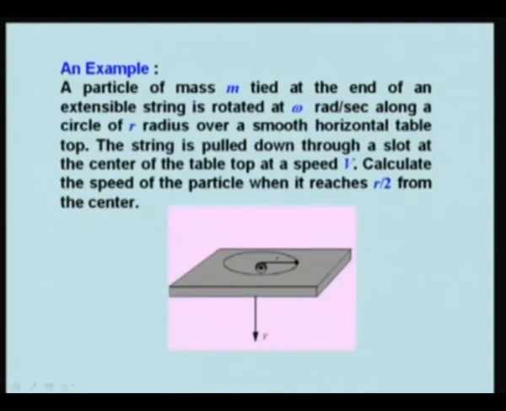We present one example based on the conservation of angular momentum. A particle of mass m tied at the end of an inextensible string is rotated at omega radian per second along a circle of radius r over a smooth horizontal tabletop. The string is pulled down through a slot at the center of the tabletop at a speed v. Calculate the speed of the particle when it reaches r by 2 from the center.